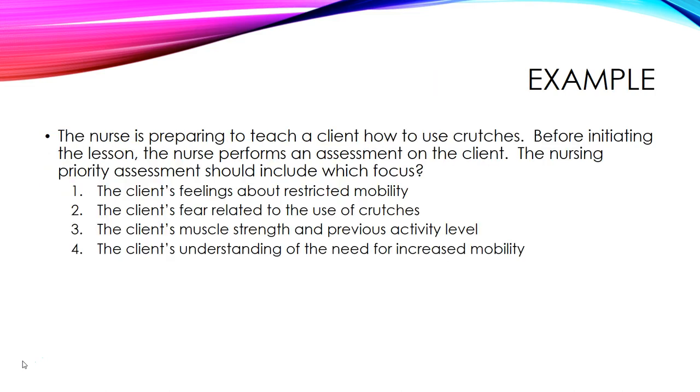So our next example is going to be related to Maslow and using Maslow's hierarchy of needs to determine our answer. So in this question, the nurse is preparing to teach a client how to use crutches. Before initiating the lesson, the nurse performs an assessment on the client. The nursing priority assessment should include which focus? So the answers given are the client's feelings about restricted mobility, the client's fear related to the use of crutches, the client's muscle strength and previous activity level, and the client's understanding of the need for increased mobility.